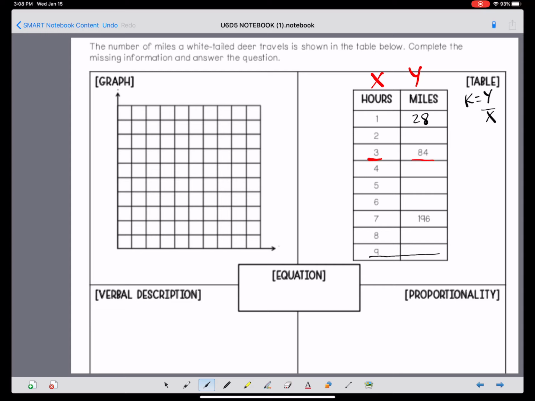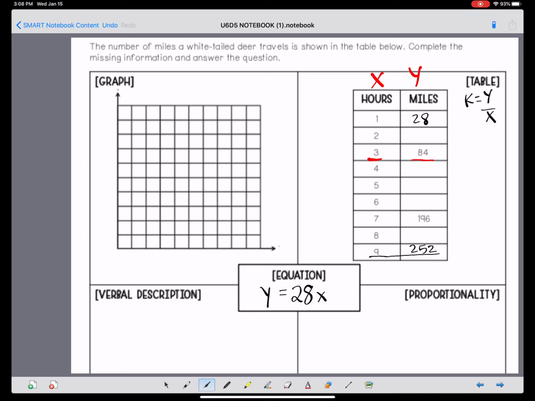Okay, so let's just keep going. Let's say you wanted to find out how many miles the deer can travel in 9 hours. You would just do 28 times 9. 28 times 9 will give us our y value. That means, and 9 is an x value. So if we do 28 times our x value, we will always get our y value. I could do 28 times 9, and I'm going to get 252.